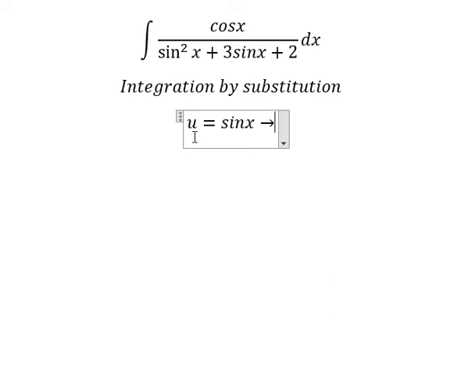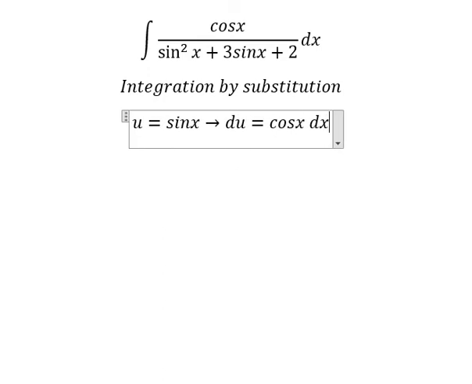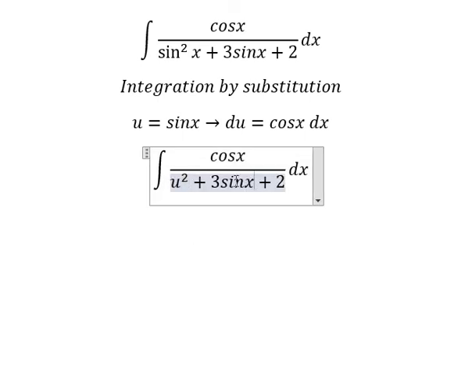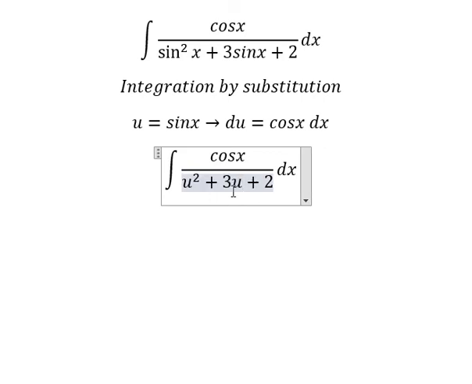After that, we need to first take the derivative of both sides, and we have du equals cosine x dx. This one we change by u, and we have u squared. This one we change by u. Cosine x dx we change by du.